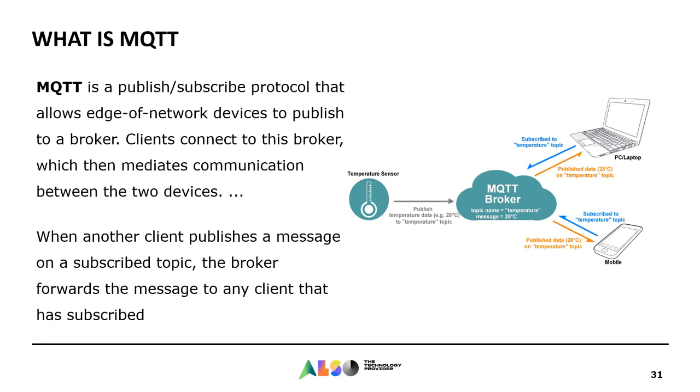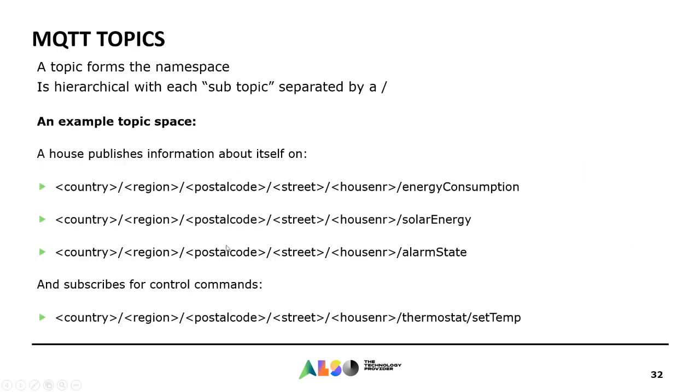Those messages, when you subscribe to something, are called a topic. What's the structure of a topic? Here is an example of how I can get the energy consumption of some house. It's in the country, here it's split up in the region, the postal code, etc. That's how you can subscribe to a topic.